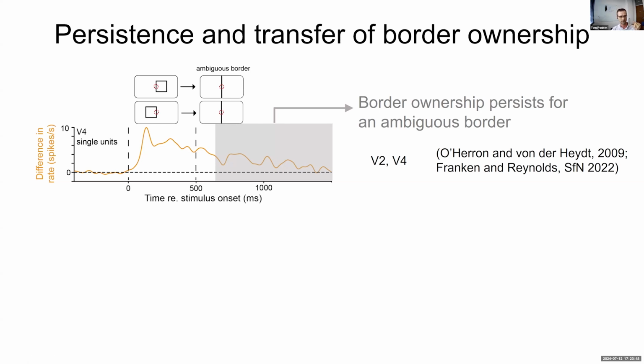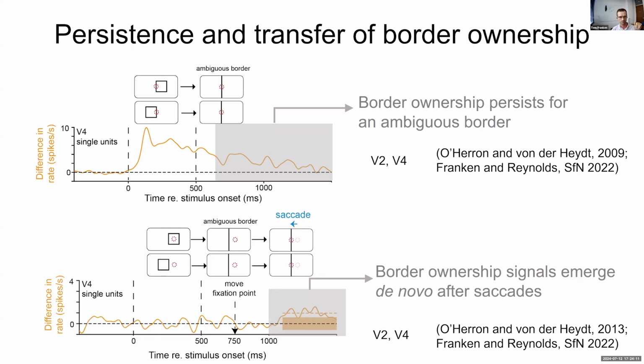We see in this population activity from V4 cells that there are border ownership signals that start soon after the squares come on, not surprisingly. But after the display switches to the ambiguous border, that border ownership signal remains present for hundreds of milliseconds, even though the displays between the opposite conditions have become identical. And it becomes even more interesting if you add a third step to the sequence, eye movement.